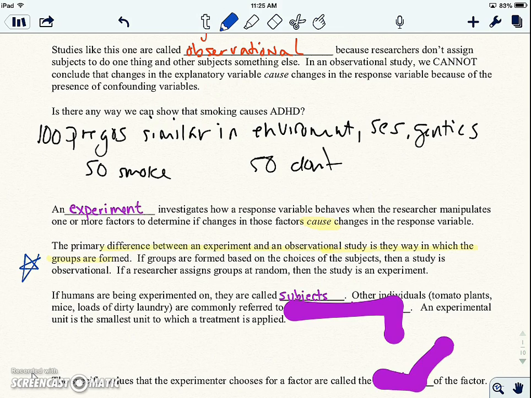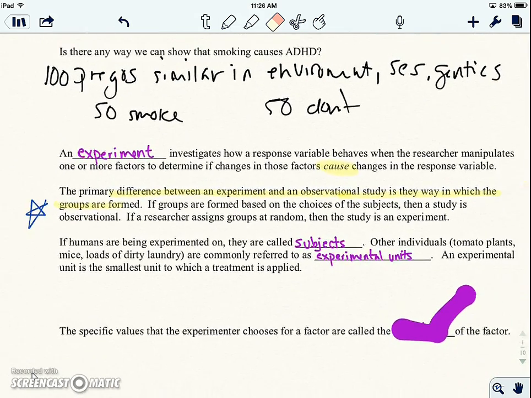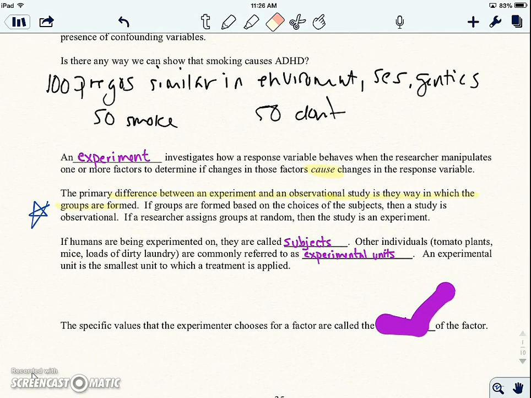Okay? If human beings are being experimented on, they are called subjects. Other individuals, tomato plants, mice, loads of dirty laundry, anything else, are called experimental units. Okay? An experimental unit is the smallest unit to which a treatment is applied. Again, there is a vocab word for you. Okay? All right, the specific values that the experimenter chooses for a factor are called the levels of the factor, and we're going to talk about that.